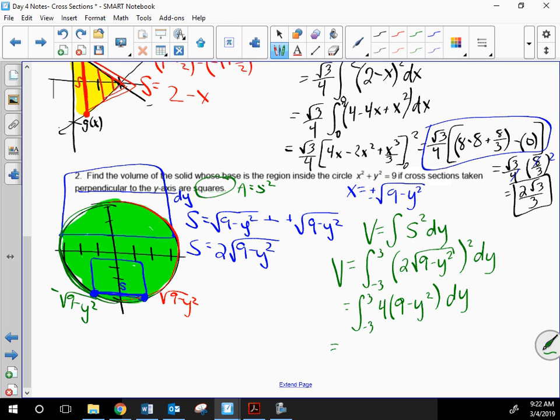You guys could have obviously distributed your 4, cut the 4 out, either way. But distributing, we get 36 minus 4 y squared is equal to y. Then when you integrate, you should have gotten, simplified down to just 144. Yes.